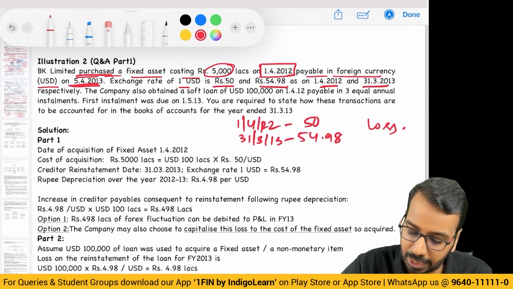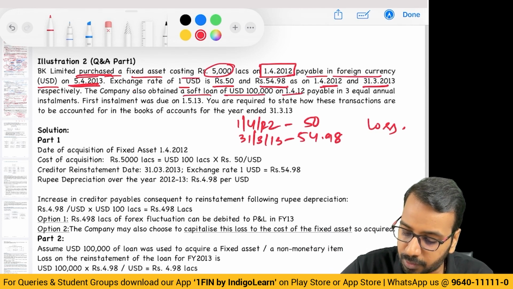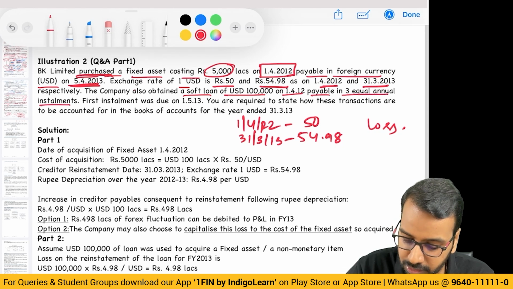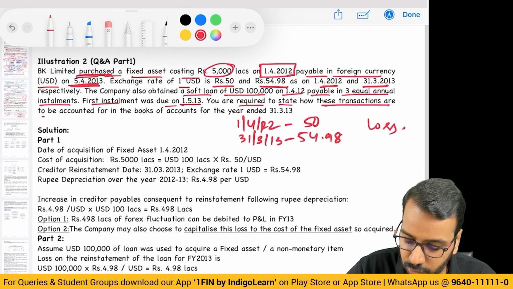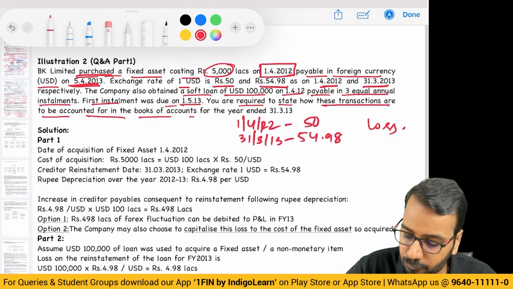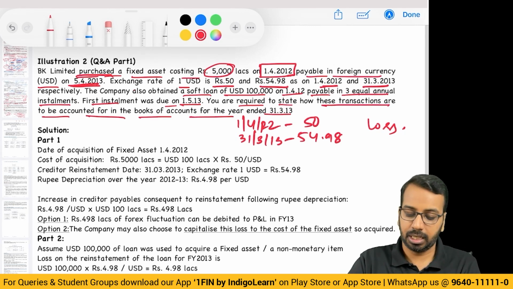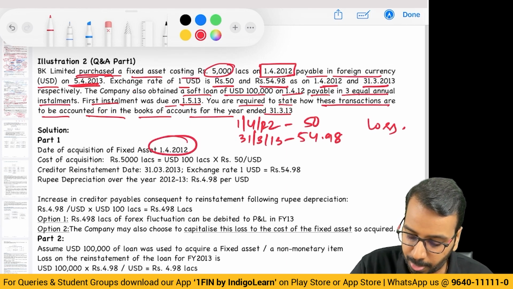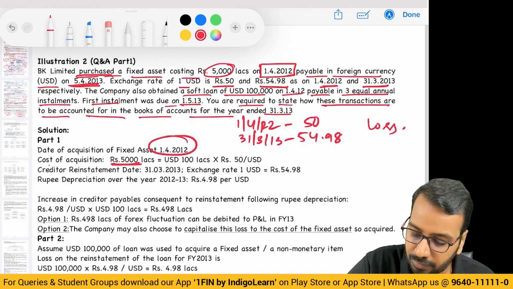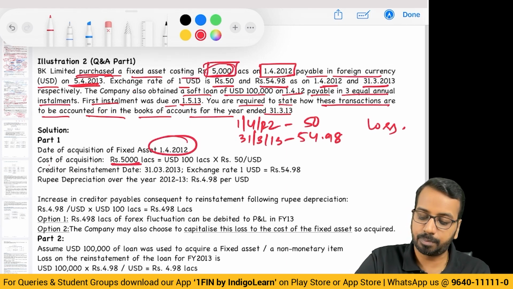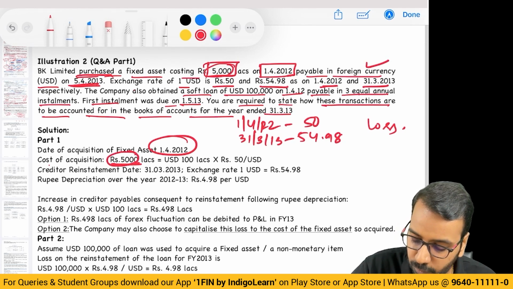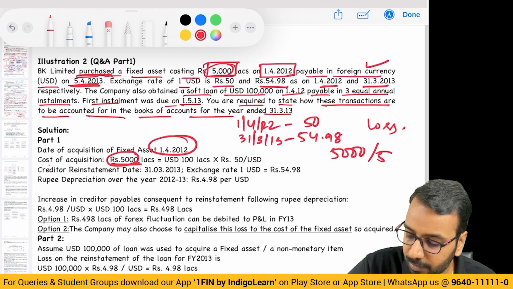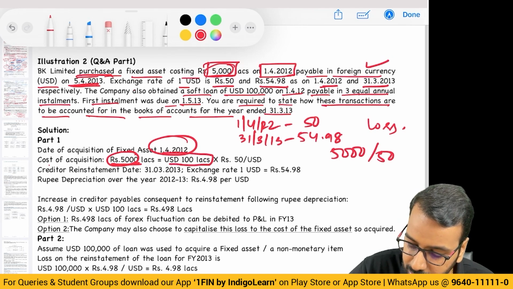Okay. Then the company also obtained a loan of $100,000 on 1st of April 12, payable in 3 equal annual installments. First installment was due on 1st of May. We are required to state how these transactions are to be accounted for in the books of accounts for the year ended 31st March of 13. Right. Now, first date of acquisition 1st of April. Cost of acquisition 5,000 lakhs. Now they have given in INR, but it has to be paid in dollar. So what is the value? Value is 5,000 lakhs divided by 50, 100 lakhs.